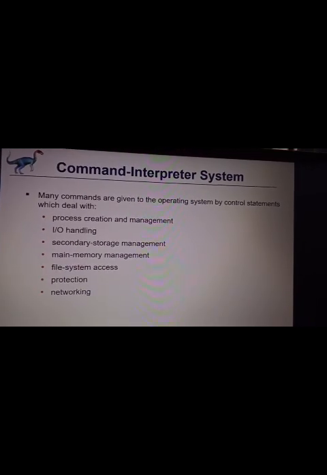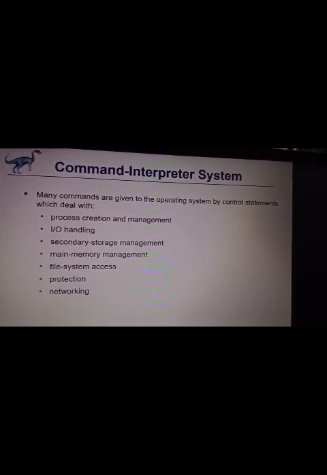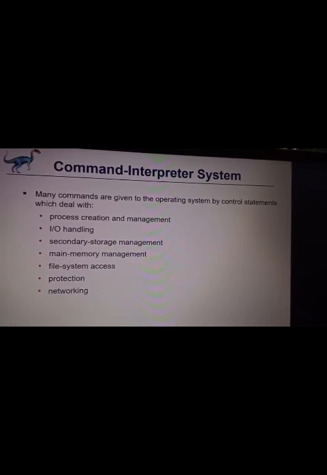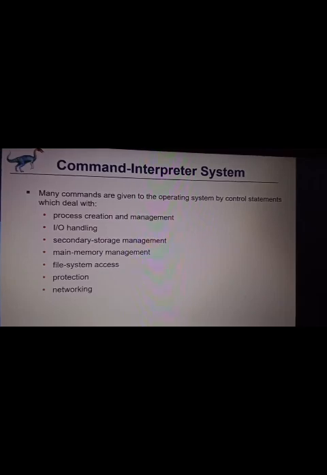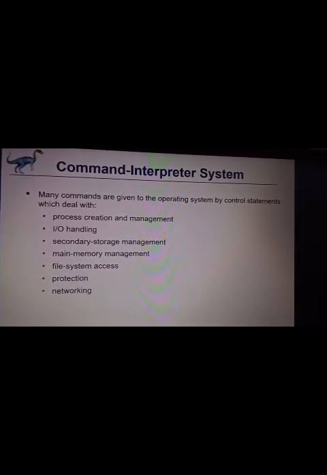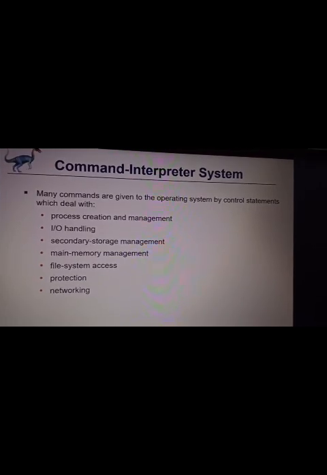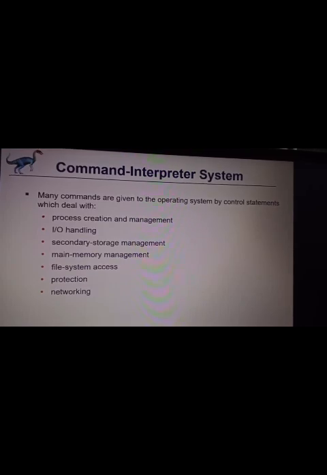Next is command interpreter system. Many command interpreter systems are given to the operating system by control statements, which deal with process creation and management, I/O handling, secondary storage management, main memory management, file system access, protection, networking. What it does: reads and runs user commands. For example, in the command prompt, if you type dir, the OS lists files in the folder.